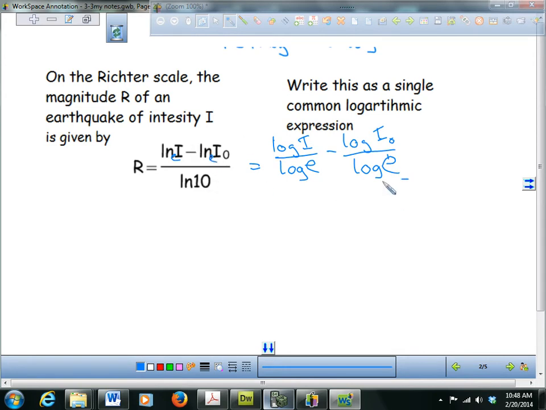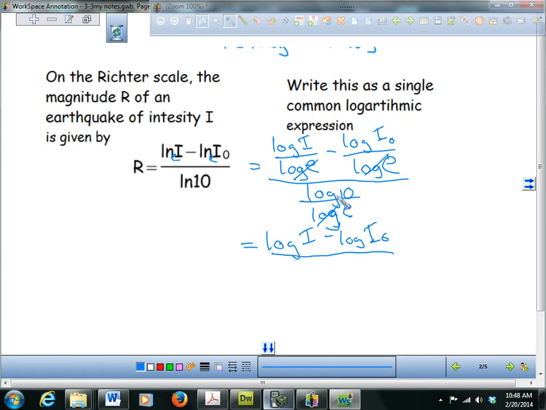I'm using the change of base formula. Over, and you think this seems like I'm making it worse, but I'm not. Log of 10 over log of E. I'm using the change of base formula on all three of these things. What happens to all of these log of E's? Because this is over a common denominator, they all cancel out. See that? And I get that this is equal to log of I minus log of I sub 0 over log of 10.